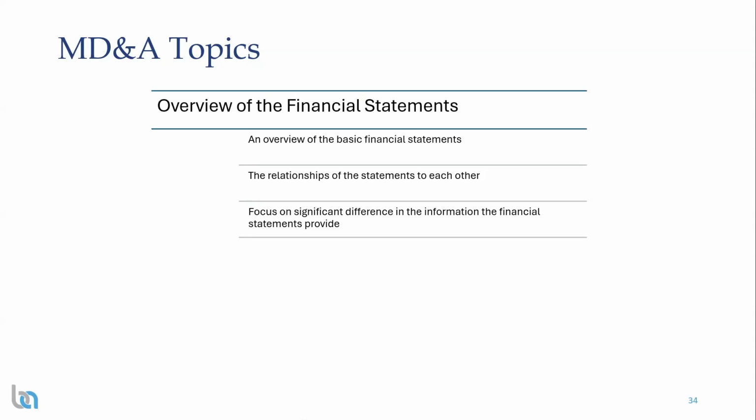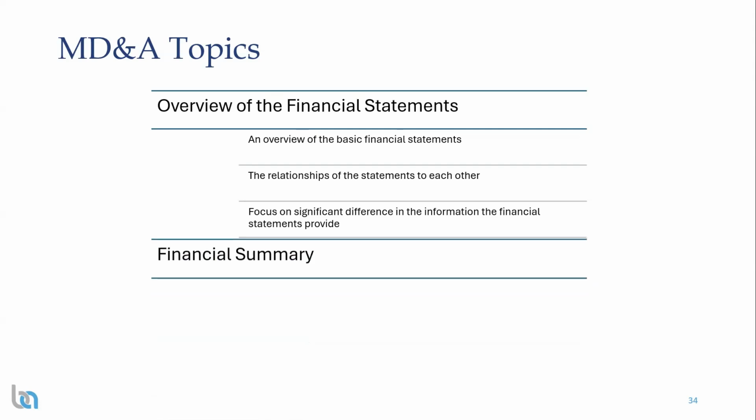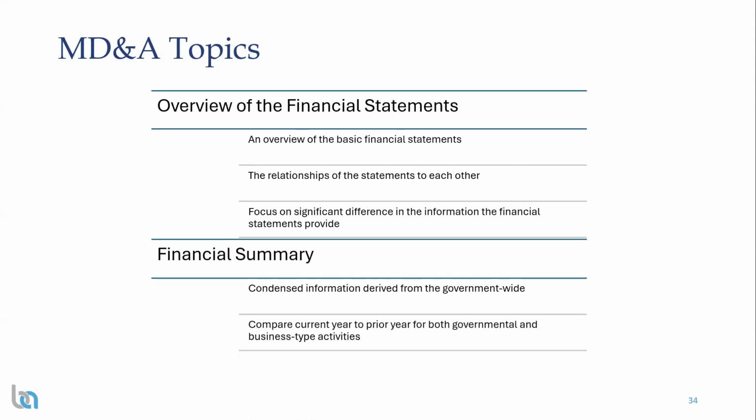We have the fund financials. These are the type of funds. We have these major funds. Just a description of what the basic financial statements are. Then you have financial summary and condensed information derived from the government-wide. Compare current year to prior year for both governmental and business type activities. Provide information needed to support analysis of financial position and results of operations.